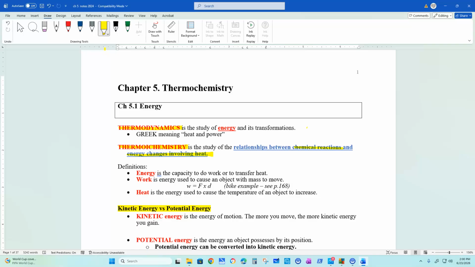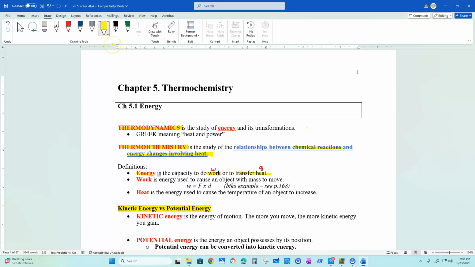First of all, what does energy mean? It's the capacity to do work or transfer heat. So when we talk about energy, especially in the next video, 5.2, the law of conservation says energy cannot be created or destroyed, but we rearrange it as work and heat. You're going to find out in the next video that work is a little w and heat is a little q. Those are the symbols we're going to use for work and heat.